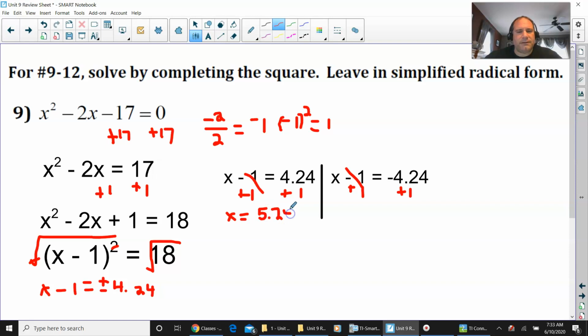And this one equals x equals, you could always check this in the calculator, negative 3.24. When you graph this, it should be exactly what this is. I'm not going to do that right now, but you can graph it and see if you're correct. And that's it.